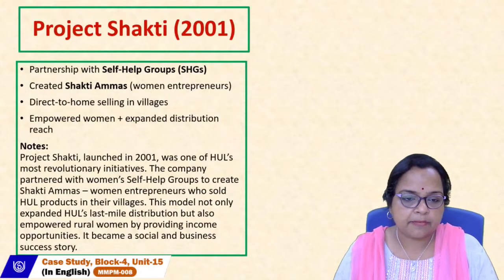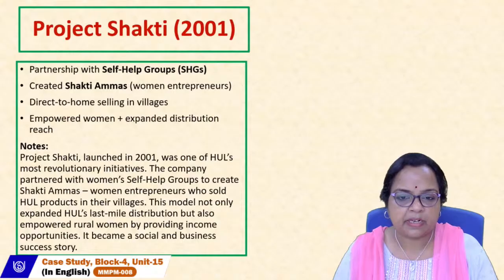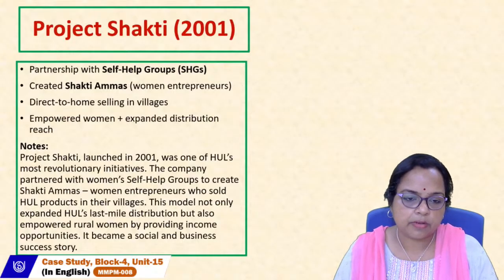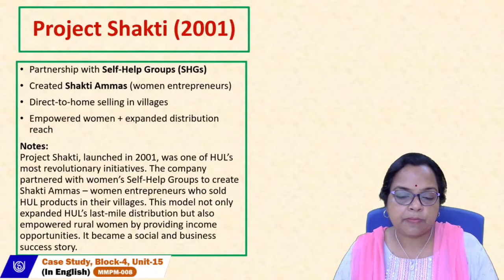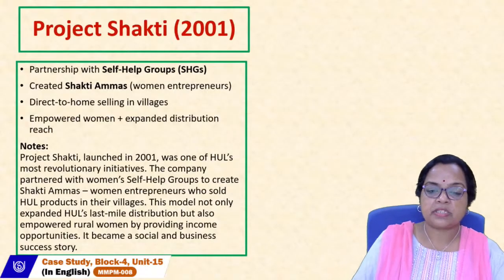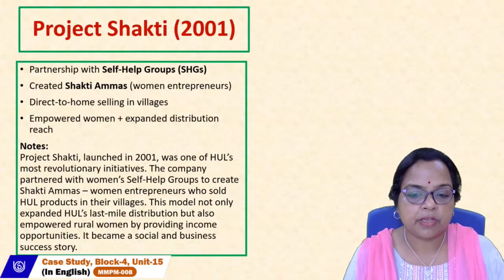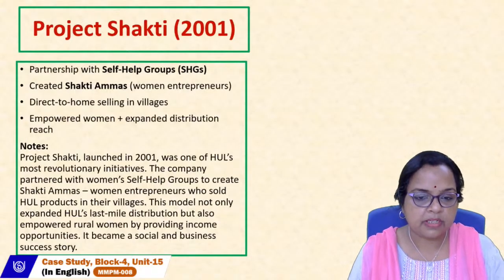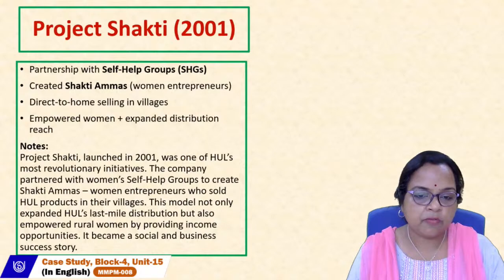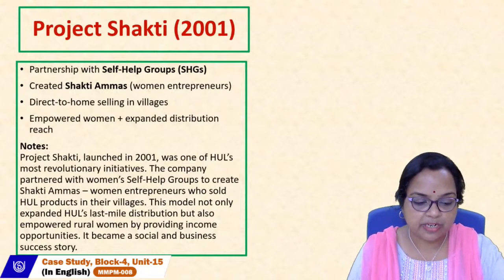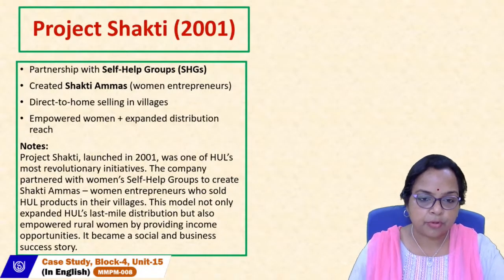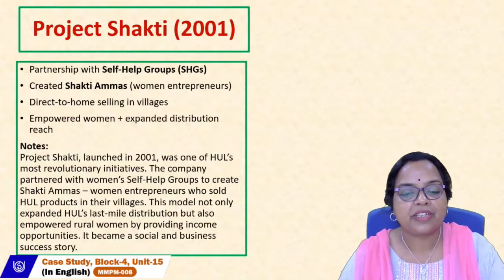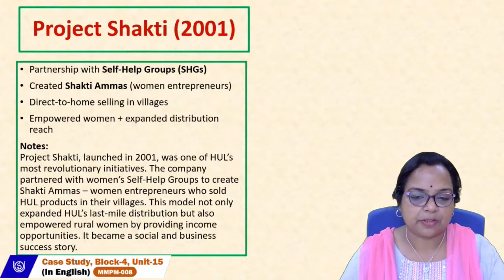The company partnered with women's self-help groups. By that time, every village had an SHG group. That means women were getting empowered through government schemes. They were coming out of their homes to participate in the regular work of the government, and they were the influencers of the village. Because HUL was directly in touch with the village, they also understood that if they wanted to penetrate more into the villages, they needed to take the help of the SHG group.